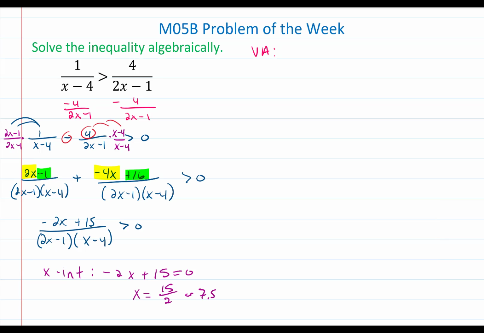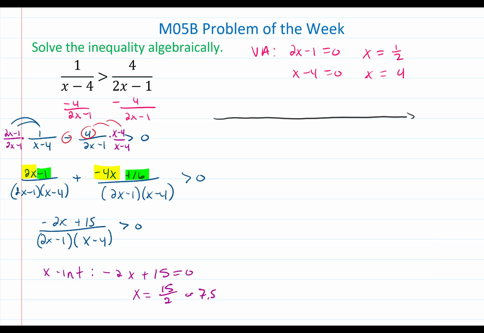The second thing you need is the two vertical asymptotes, and those are the zeros of the denominator. So you're going to set 2x minus 1 equal to 0, solve that, and what you end up getting is x is equal to positive 1/2. Set x minus 4 equal to 0 and solve that, and what you end up getting is x is equal to positive 4.